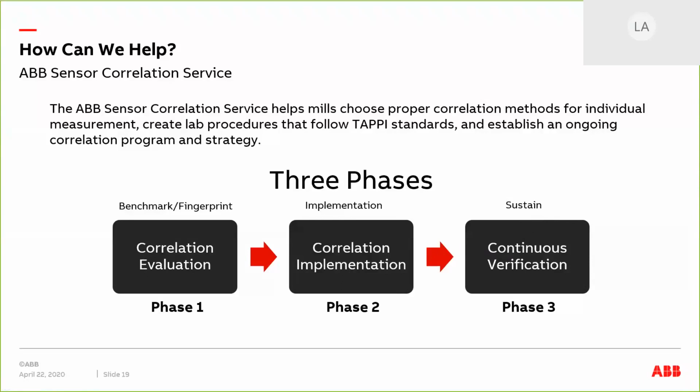So during the correlation evaluation phase, this is the process where we do a comprehensive study of your existing correlation situation. We even look at the scanners, the online sensors, to see if they're correlation capable. Are they repeatable? We perform short-term, long-term stability tests. And then we look at the whole set of check samples. We make sure that the sensor itself is calibrated. We evaluate the existing lab testing methods and the equipment based on the TAPPI standards. And of course, we also want to collect some historical sensor correlation data if you have any. Some of you may be storing this data in your PI system.